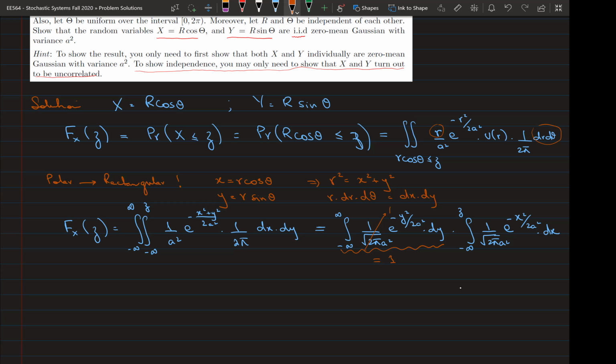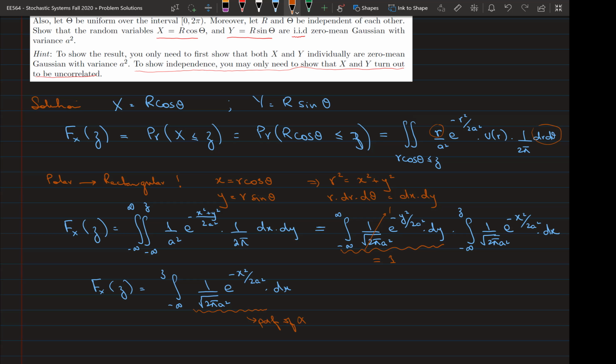Now, what we're left with is that the CDF of x is in fact equal to the integral from minus infinity to z. And what are you integrating? You're integrating this thing here, which is 1 upon root 2 pi a squared e raised to power minus x squared divided by 2a squared times dx. It's clear that the CDF is nothing but the integral of the PDF from minus infinity to the point where you're evaluating the CDF, and that point is z. So therefore, what is inside the integral is the PDF of x.